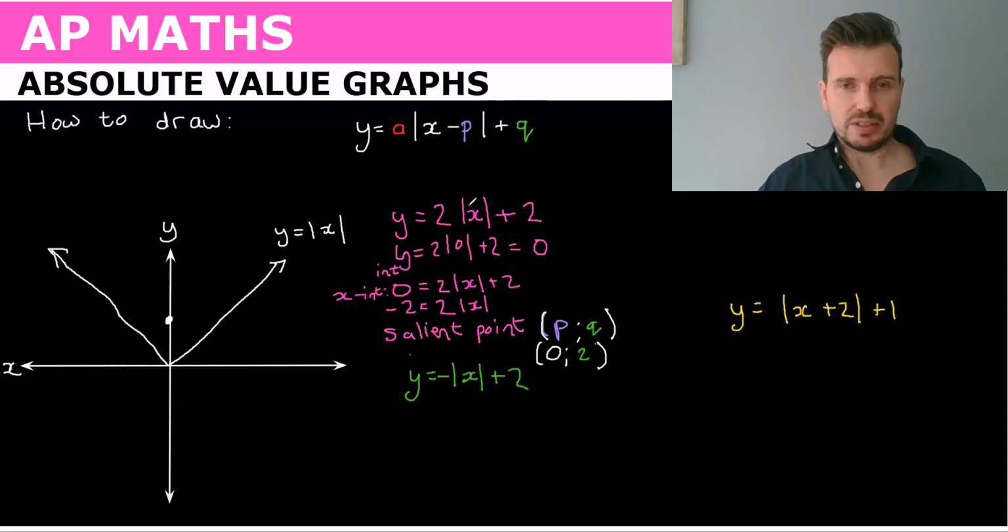And it goes up twice as steep as this. I like to put in the regular absolute value graph so we can compare it, and so it's going to go up much steeper.